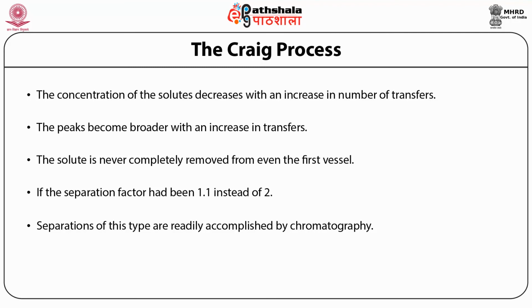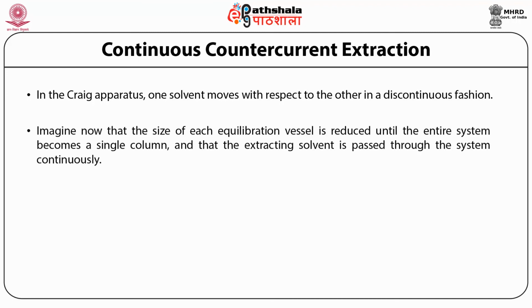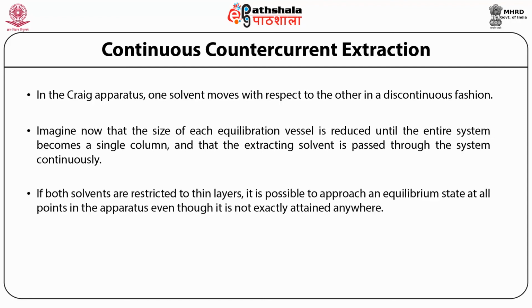Separations of this type are readily accomplished by chromatography. In the Craig apparatus, one solvent moves with respect to the other in a discontinuous fashion. Imagine now that the size of each equilibration vessel is reduced until the entire system becomes a single column and that the extracting solvent is passed through the system continuously. If both solvents are restricted to thin layers, it is possible to approach an equilibrium state at all points in the apparatus even though it is not exactly attained anywhere.